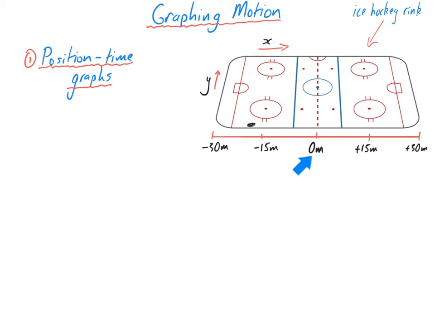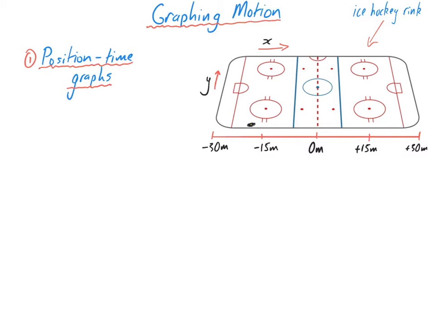So here I've labelled the centre of my ice hockey rink as the origin, the 0 metre mark, and then we see a positive direction, so positive 15 and then positive 30 metres, whereas the other direction I'm using my directed numbers to indicate left, negative 15 and negative 30 metres.